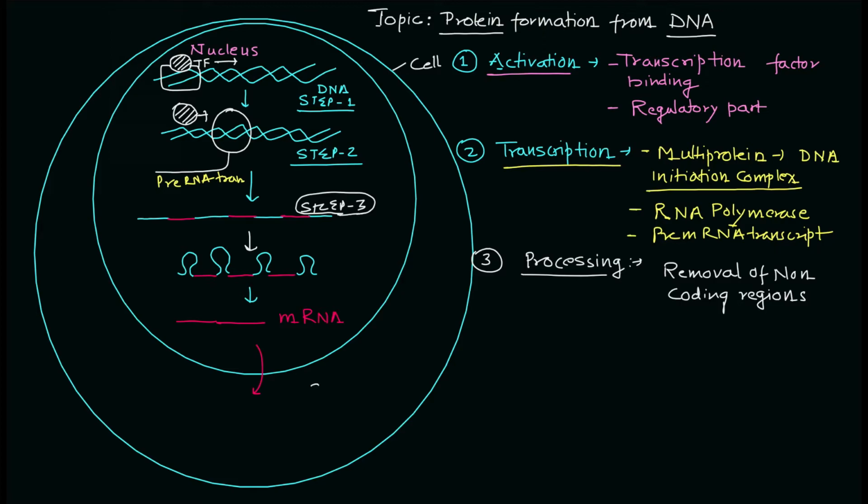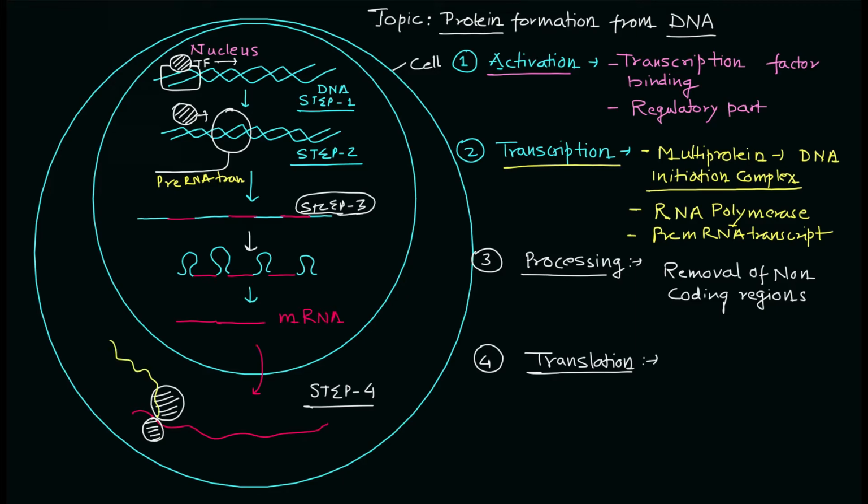So that's the fourth step, where you have translation. That is the formation of protein. And this step is happening in the cytosol. Here you have the ribosomes that are reading the genetic code and forming the protein sequence, or the protein molecule of specific sequence. So in this step, you'll have formation of the protein from the RNA molecule. It is happening in the cytoplasm, and it involves the ribosomes.